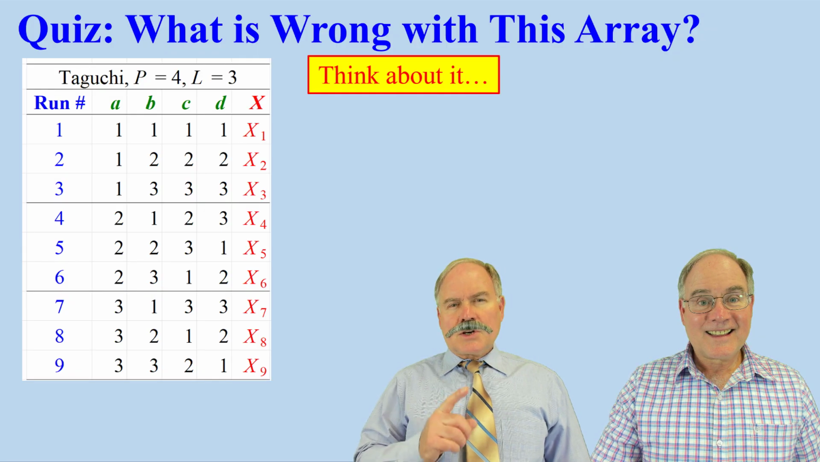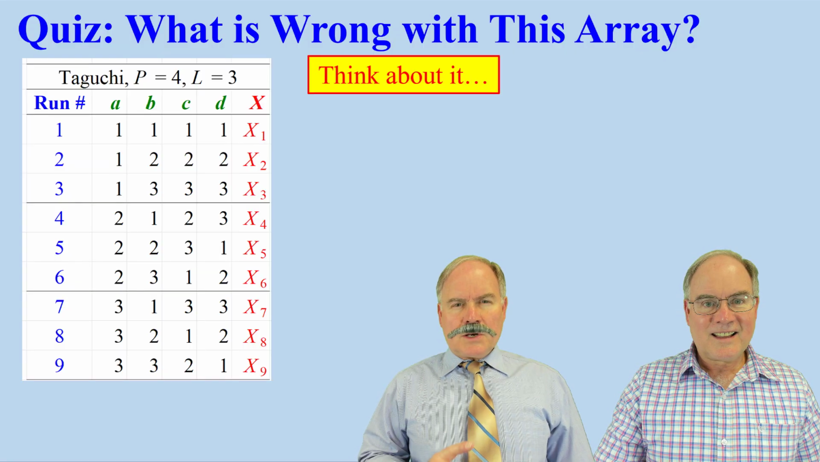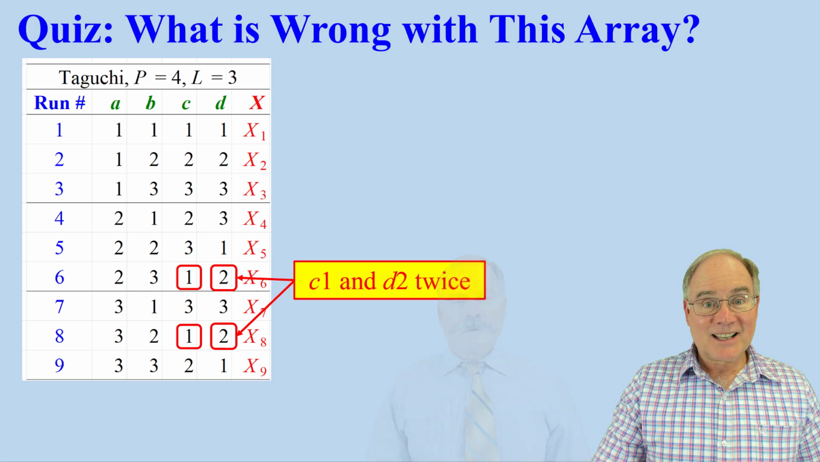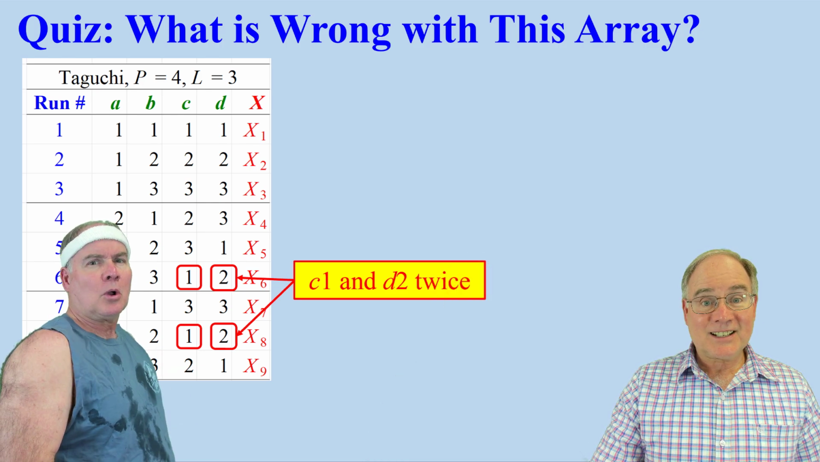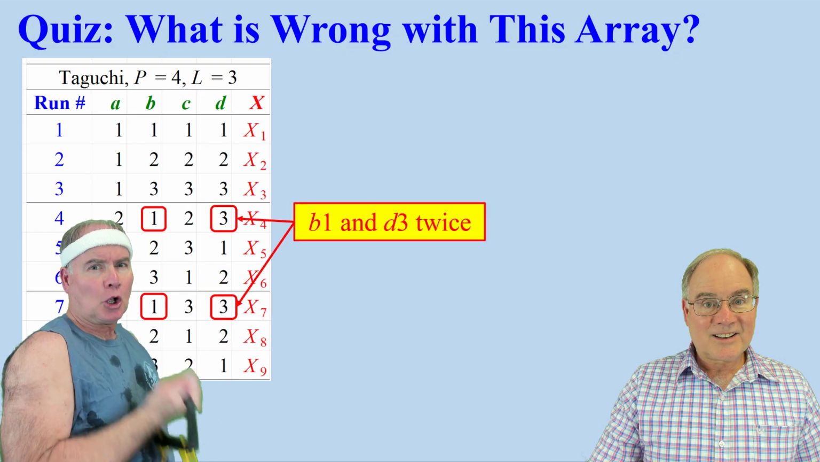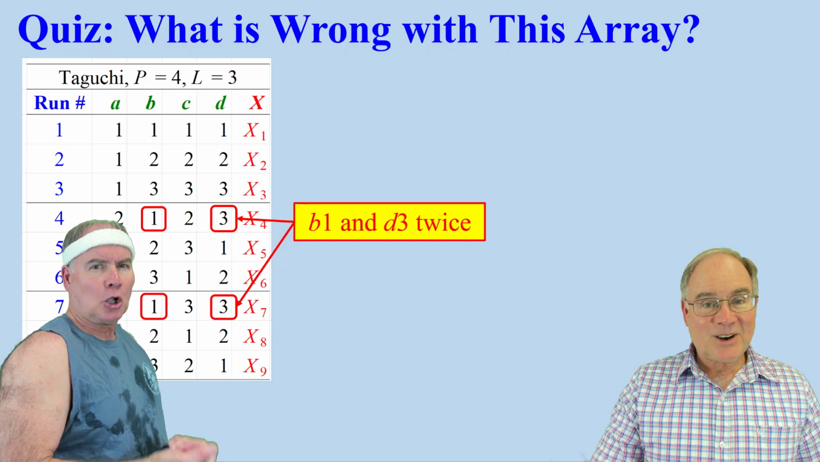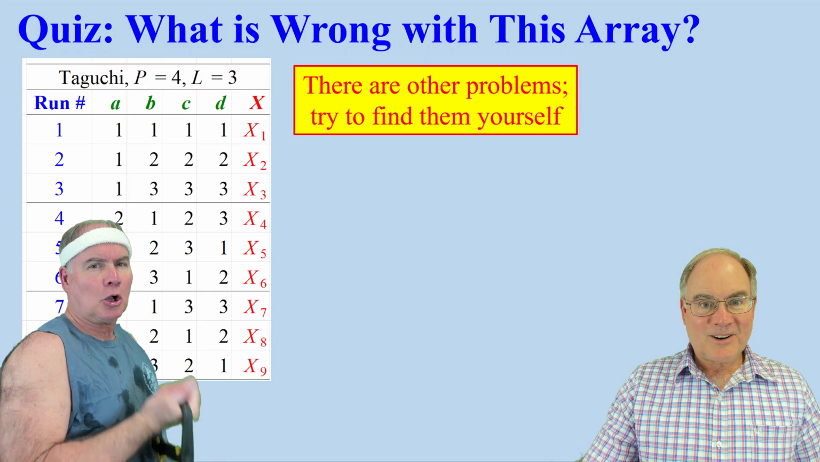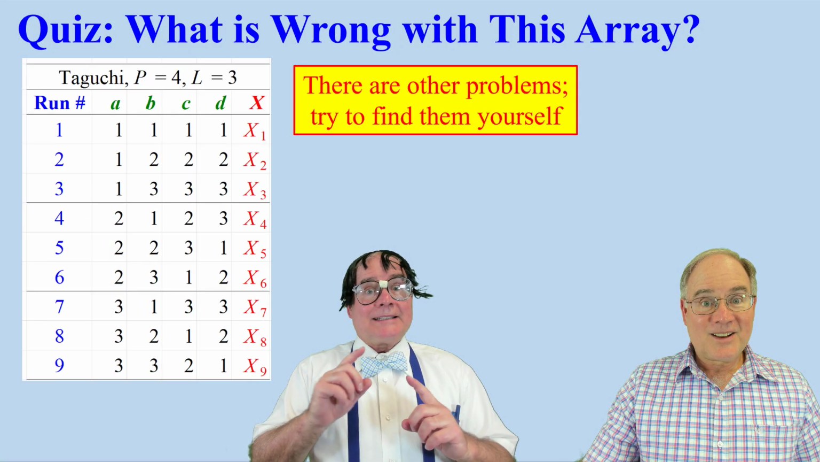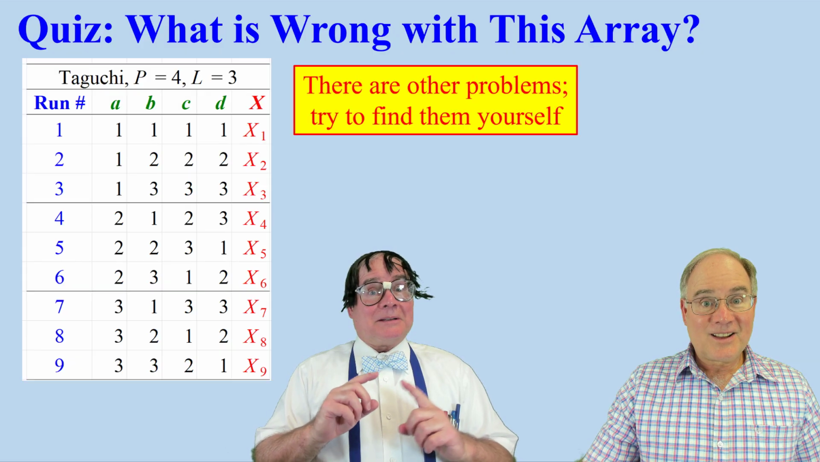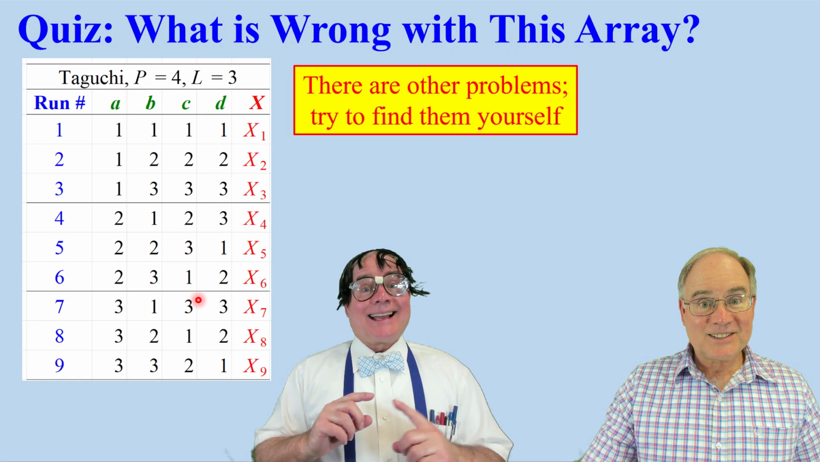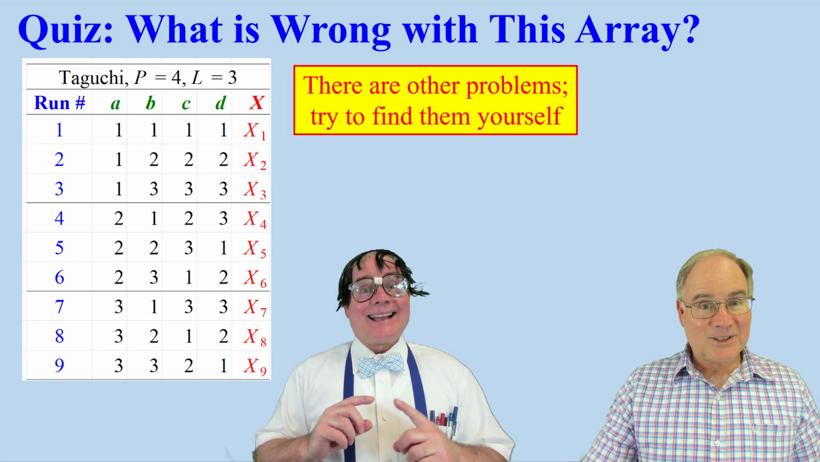Sir, I see a C1 and a D2 twice. Right, Sean. C1 and D2 indeed appear twice, and that is an unnecessary repetition. B1 and D3 are also repeated. Good catch, Arnold. B1 and D3 also appear twice. There are other problems. Try to find them yourself. Sir, I see C3 and D3 also repeated. Good catch, Ned. C3 and D3 also appear twice. And there's at least one other problem you can find.